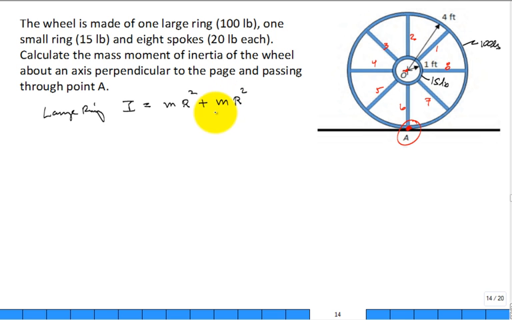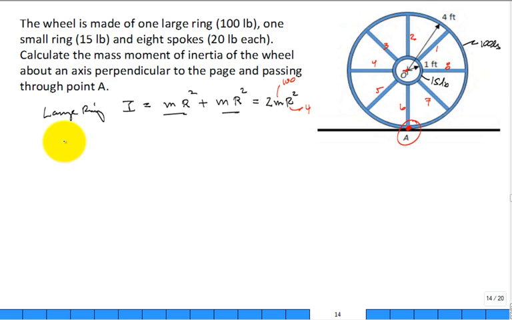This is funny. Look at that. They look like the same. They are. Mr squared, Mr squared. So this turns out to be, just for the large ring, 2mr squared. The mass of the large ring was 100, and the radius of the large ring is 4 foot.